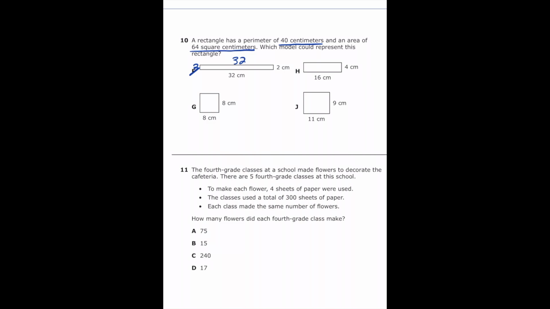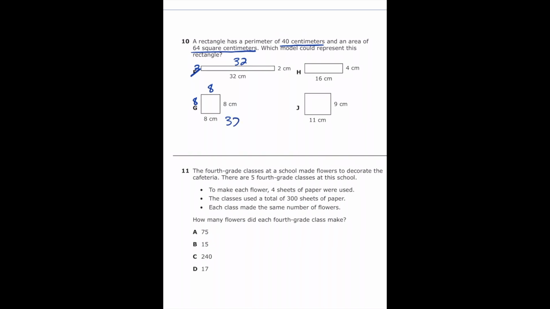Letter G, so I should have an 8 on both of those sides as well. And so if we add all 4 sides up, we're going to end up getting 32 for our perimeter, which obviously is not 40. So we can mark out letter G.